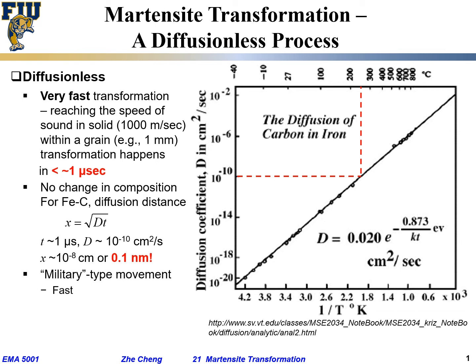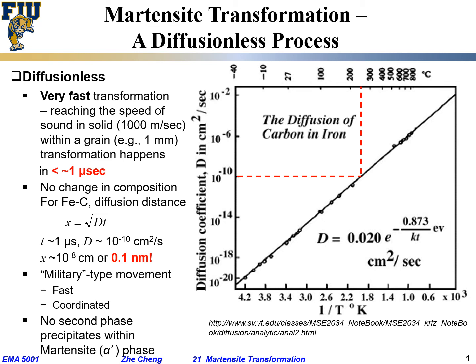Very, very fast. And people say it's so-called military type movement, which means the atoms move fast and the atoms move in a coordinated fashion. I don't say they move at the same speed. It depends. But they are in a highly coordinated fashion, not random. Otherwise, you cannot achieve it. And what people observe is quite often there's no secondary precipitate within the Martensite transformation, within the Martensite form. There's no cementite within the Martensite phase.